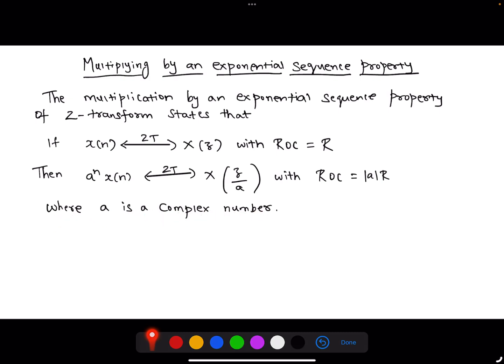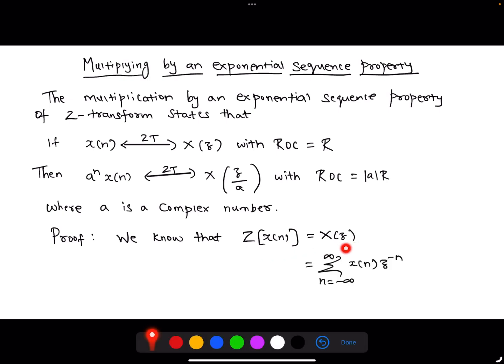We will go with the proof. We know that z of x of n is capital X of z, which is the summation from minus infinity to plus infinity of x of n into z power minus n, which is the bilateral formula.